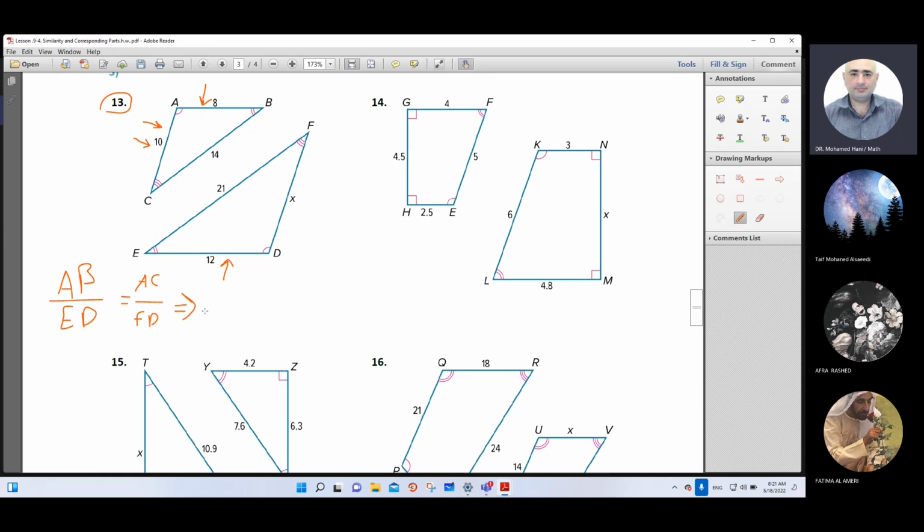Substitute the values. What is the length of AB? 8. What is the length of AD? 12. What is the length of AC? 10. And what is the length of FD? x. How to solve this equation?